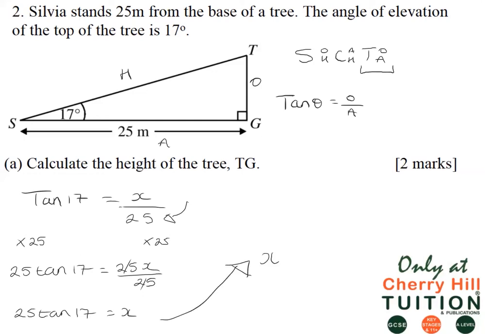The value you should get is 7.64. Okay, and don't forget your units. So because we're working in meters, your answer is 7.64 meters. So TG is equal to 7.64 meters. Okay, and that's your answer. Now pause this video and have a go at this question on your own to check if you get the same answer.